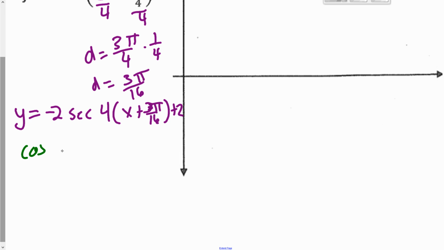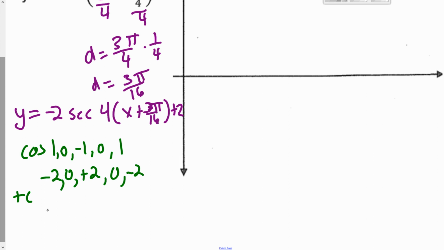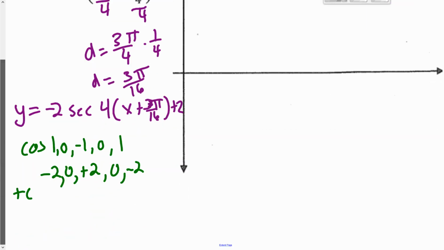And cosine's numbers are 1, 0, -1, 0, 1. Now we're going to multiply that by our a, which is -2 this time, so -2, 0, +2, 0, -2. Alright, so a little changing there. And then we're going to add our c. Our c is +2 or -2? So that's +2, +2, +2, +2, +2.